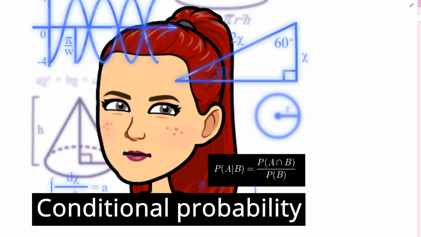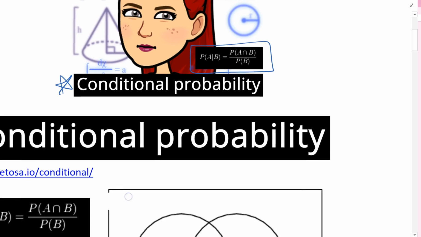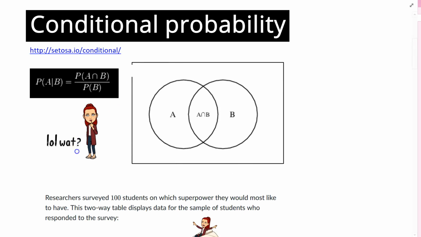Today's video is going to be about conditional probability. And from the previous lecture, you were given that the probability of A given B is the probability of A intersection B over the probability of B. And I want you guys to take a minute to conceptually think about what's going on here.